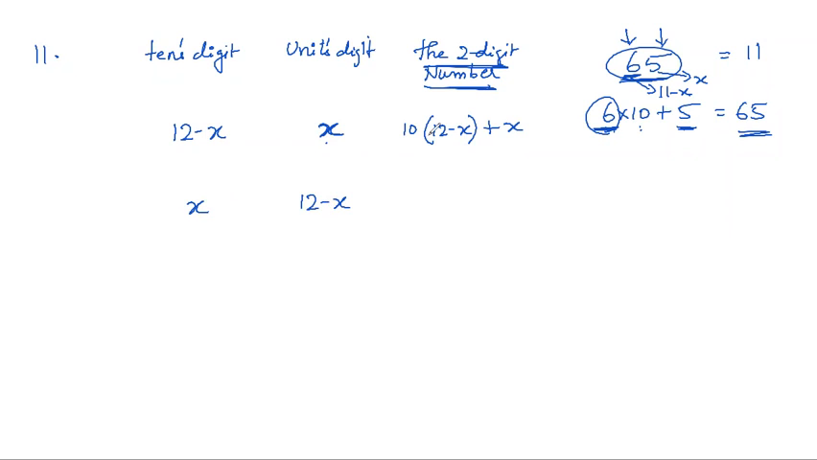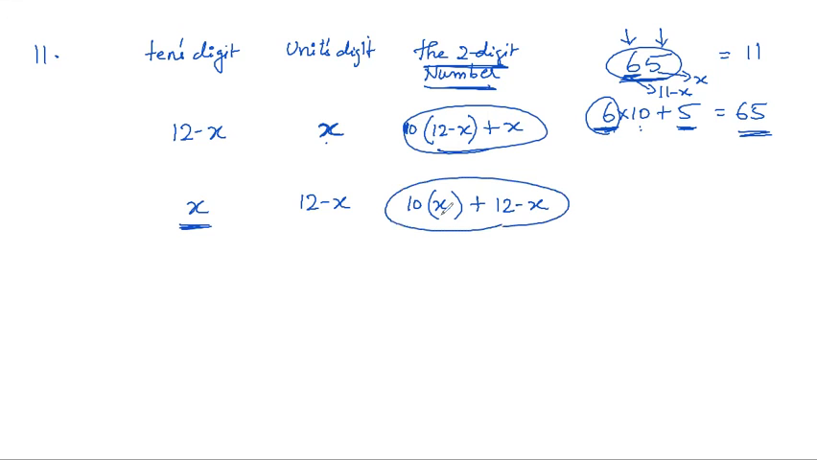When the digits are reversed, the two-digit number becomes 10 times, which is the tens digit now? x, plus, which is the ones digit? 12 minus x. Getting this? So this is the two-digit number and this is the number obtained by reversing the order of digits. So what is the question? The sum of the two digits of a two-digit number is 12. Using that, we have framed the units digit and tens digit. Second part of the question, the new number formed, which is this number, is formed by reversing the order of digits.